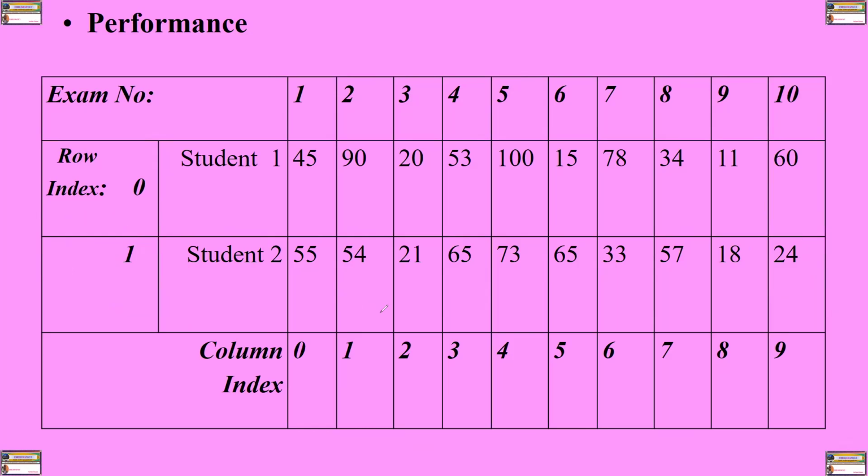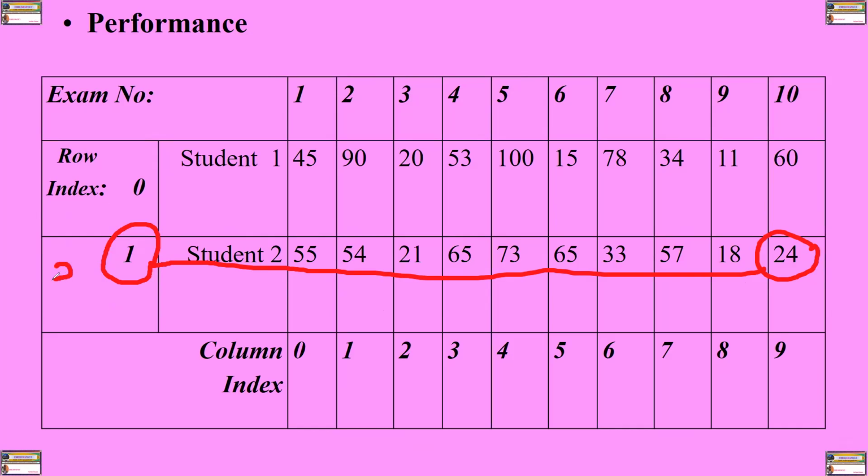I repeat, so as to avoid any confusion, we are referring to value 24. 24, as you can see, is found in the row whose index is 1. Row index number 1 is row number 2 because index 0 is row number 1. So 24 is found in row number 2 whose index is 1. But in which column? In column number 10.